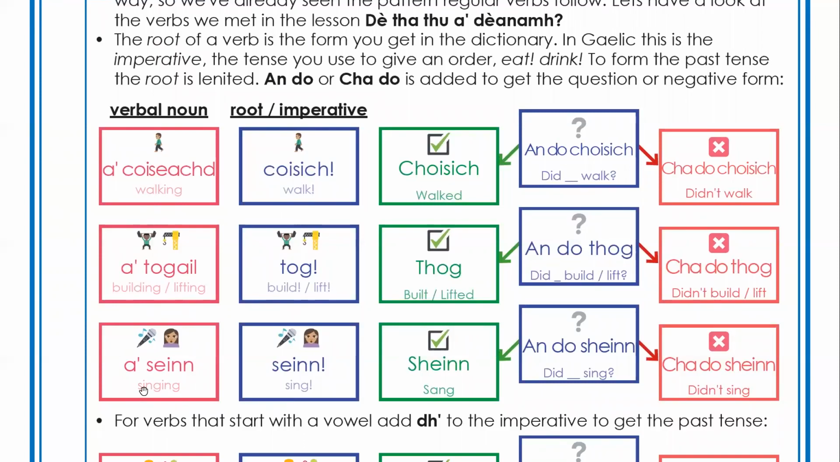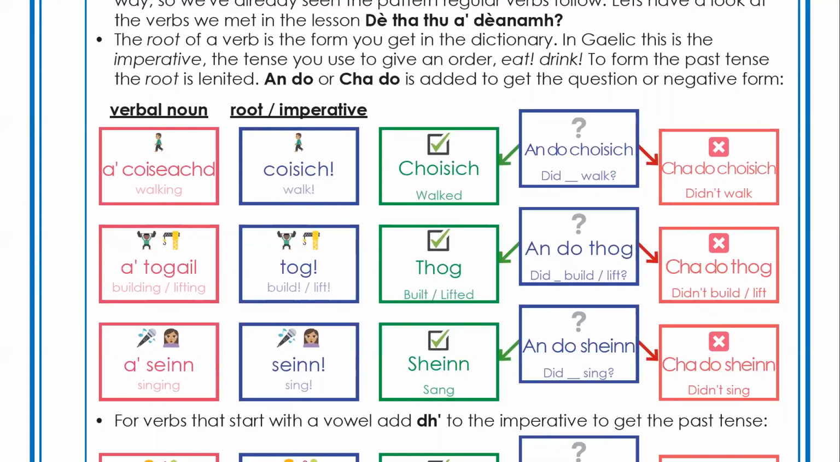Seinn, singing. Tha mi a' seinn òrain. I'm singing a song. So the order form, seinn, sing. Again, lenite: sheinn mi. I sang. Sheinn mi òran a-raoir aig a' cèilidh. I sang a song last night at the ceilidh.